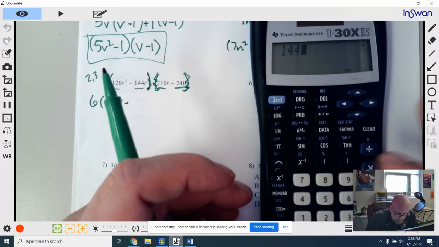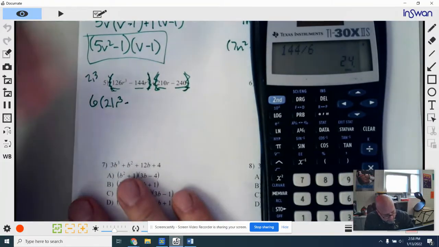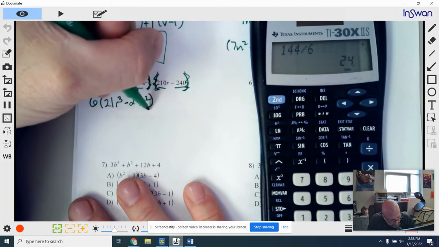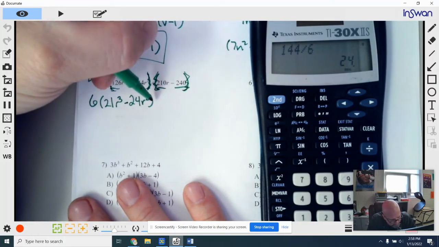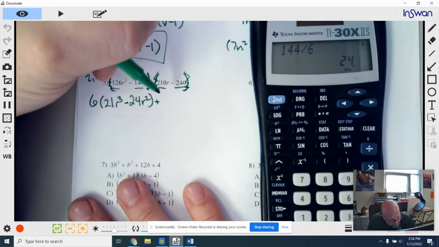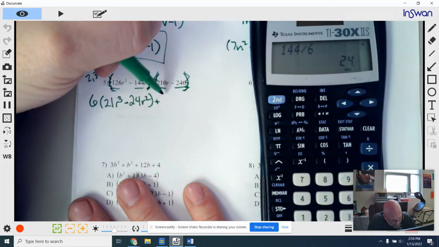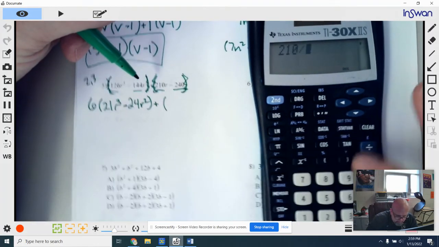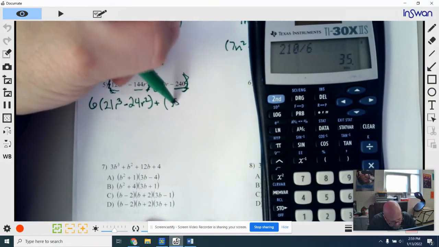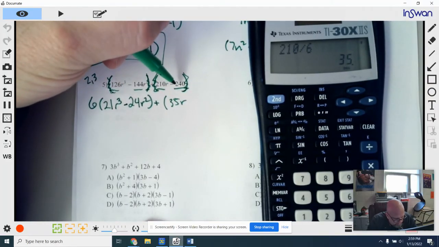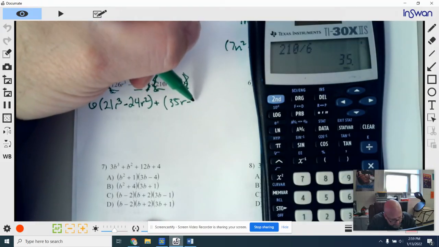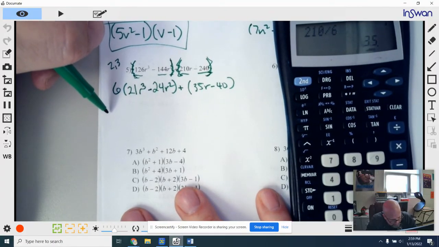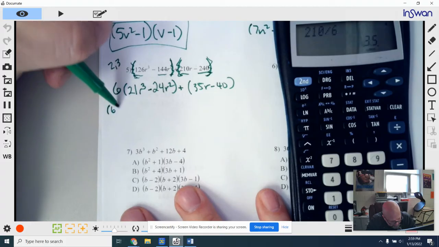So 144 divided by 6. I'm sorry, 24. I don't know why I was thinking 19. So 24r squared. Okay, and notice I already put that in like that there, and then I'm going to do a plus, and then I'm going to put over here 210. So 210 divided by 6 that I pulled out is 35r. And then I pull a 6 out of negative 240, and that's just going to be your negative 40. Okay, so right now, don't pay attention to that 6, but that 6 is just going to hold outside here. I'll put it in parentheses, just kind of waiting.